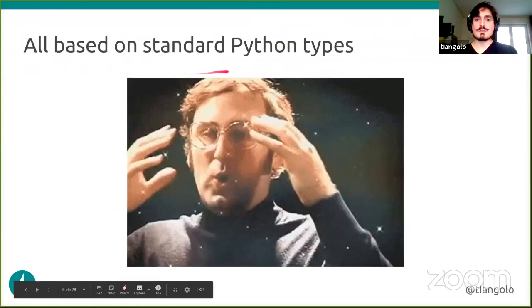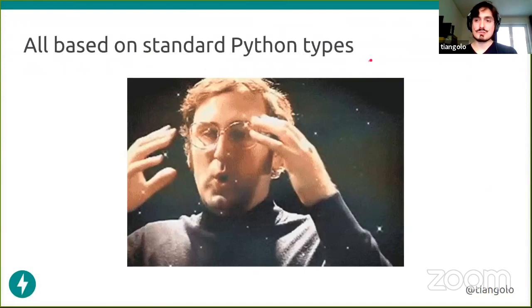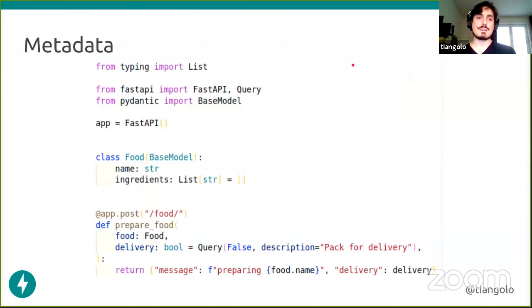And this is all based on standard Python type hints. So you just use standard Python type hints, you just write normal Python code, and then you get data validation, data documentation, based on standards, and auto-completion and type checks and everything, just from standard Python type hints.